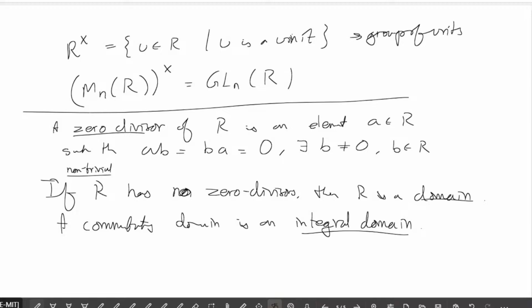Actually, in some textbooks, domain means just integral domain also. And there are even some textbooks where a non-commutative one is also called an integral domain. Sorry, no non-zero zero divisors. Correct. Then that's right. Zero is already excluded.